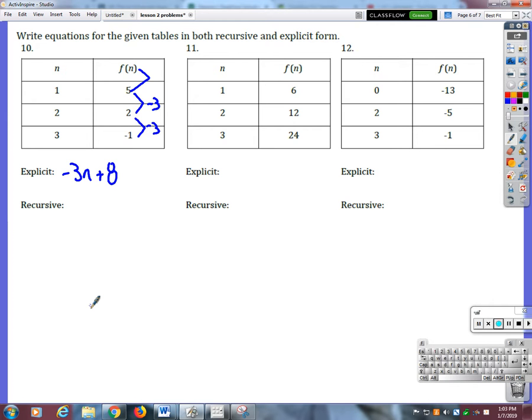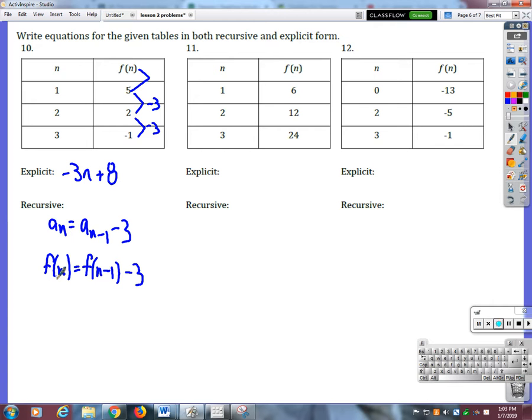Okay, then the recursive we haven't talked about very much, but recursive is just what are we doing to get the next number? You're minusing 3. So you take the one before it and subtract 3. I think they use a little different notation, maybe f of n equals f of n minus 1 minus 3. So this is the next one, this is the one before it, okay?